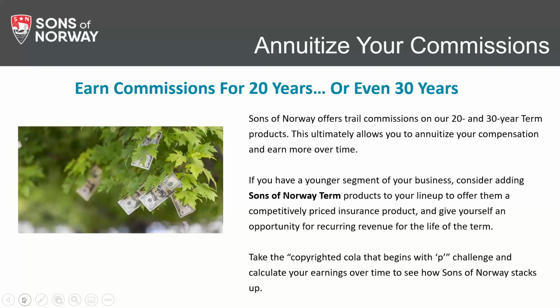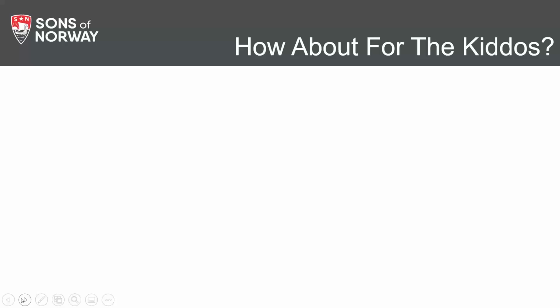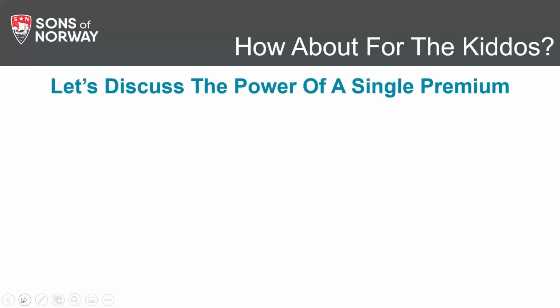But let's talk a little bit about how we can use term for the kiddos. What we offer at Sons of Norway is what's called a Viking Voyager. They're small face amount products that offer term rates, issued up to the age of 17, with coverage up to the age of 26. What we hear, and where we suggest you utilize these, is as a single premium play for a parent or a grandparent who is looking to protect the life of a new family member.